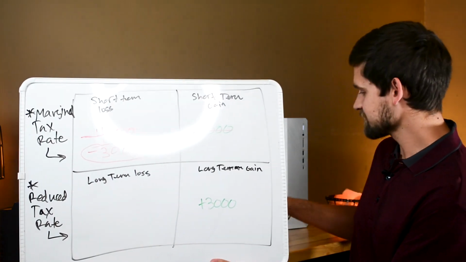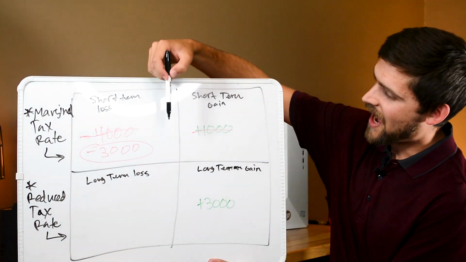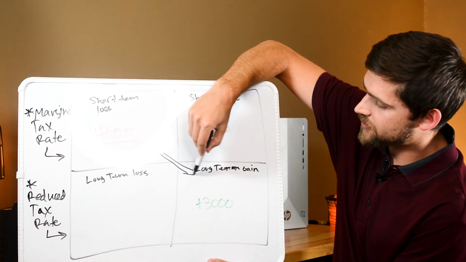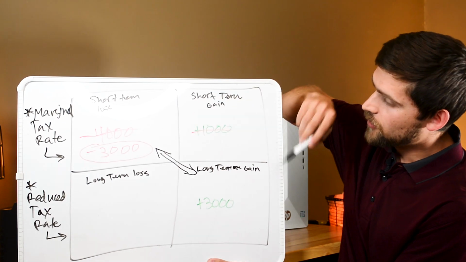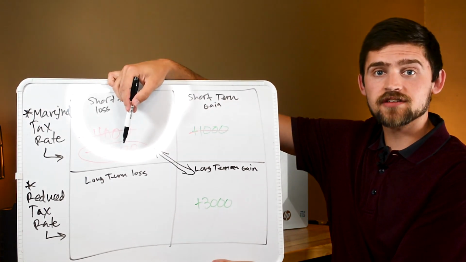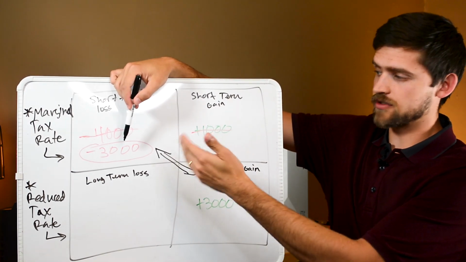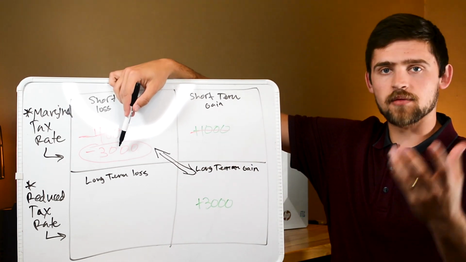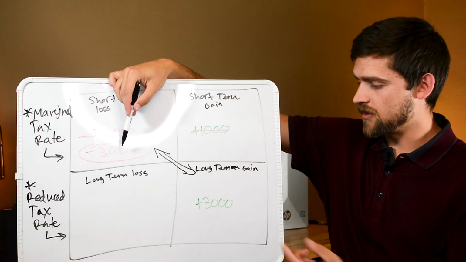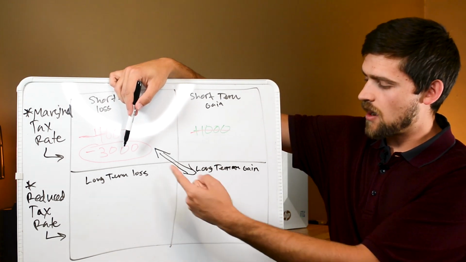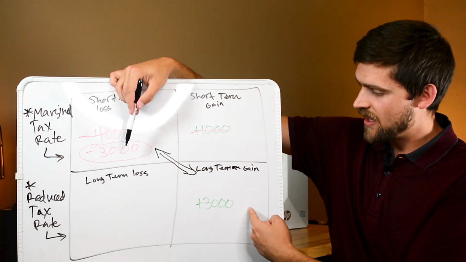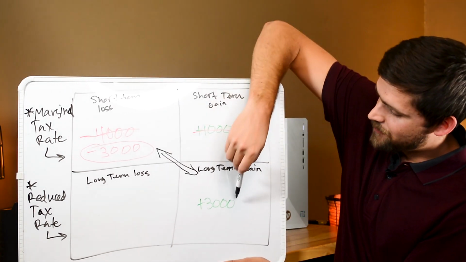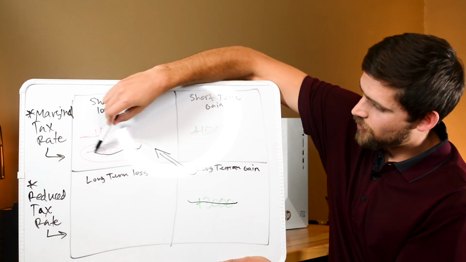Watch. What that means is I now have to subtract these two numbers from each other, which means instead of having negative $3,000 worth of short-term losses that I can use to save money on my taxes, this money can come straight off of my income that I've earned for the year, I've actually canceled it out by realizing long-term gains. So what that means is now I basically cross that out.